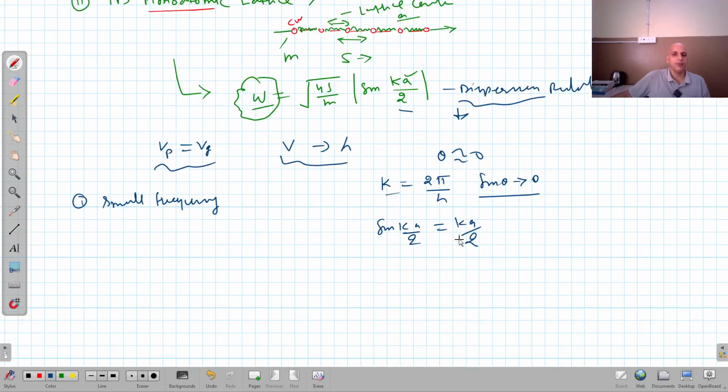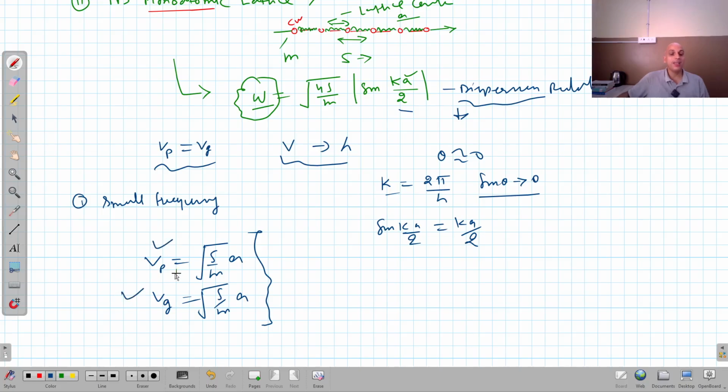I can calculate the phase velocity and group velocity. So in that case, the phase velocity will be under root of S upon M into a, and the group velocity again the same, under root of S upon M into a. So you see here that both these velocities are equal and they are independent of the wavelength. Wavelength means K. It is not appearing anywhere. So we can say that in this case, when the frequencies of the vibrations are very, very small, we will not have any dispersion. The medium is behaving like a non-dispersive medium. The crystal is behaving like a non-dispersive one.